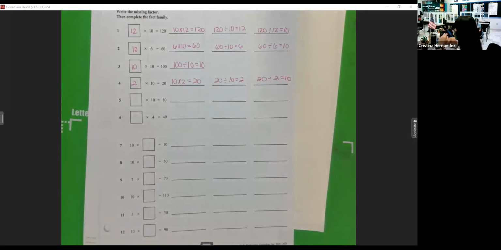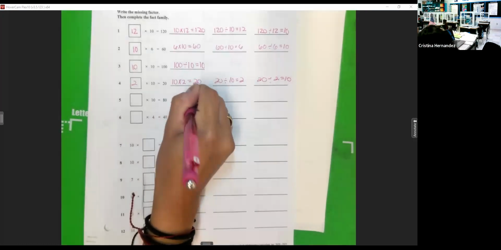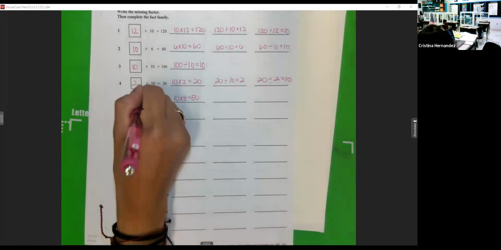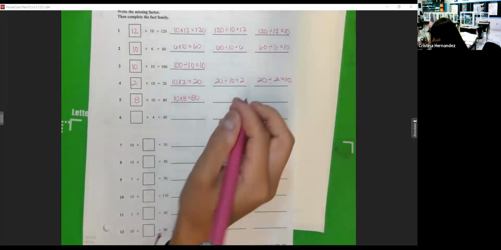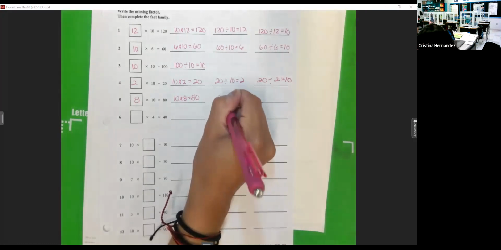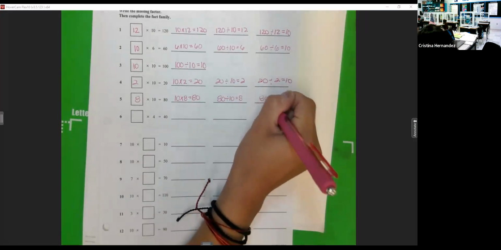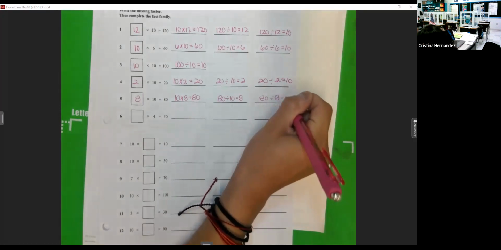Number 5. AJ? You get that far? 10 times 8 equals 80. 8 times 10 equals 80. Yep. 80 divided by 10 equals 8. And then 80 divided by 8 equals 10. You're getting better.